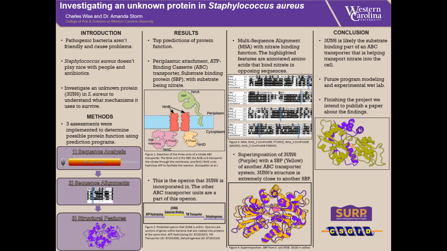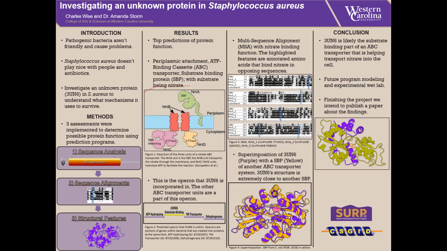Our research builds off of investigating unknown proteins that have had their structures modeled to understand their function. To identify a possible protein function, there were 3 assessments that required online prediction programs. These assessments were 1. Sequence analysis, 2. Sequence alignments, and 3. Structural features. Based on the sequence and structure, the programs were able to predict what this protein most likely resembled. The top predictions were that it attaches to the cell within the periplasmic space, and it being a unit of an ABC transporter, specifically the unit that binds the substrate and moves it into the transmembrane transporter. The substrate was also predicted to be nitrate.